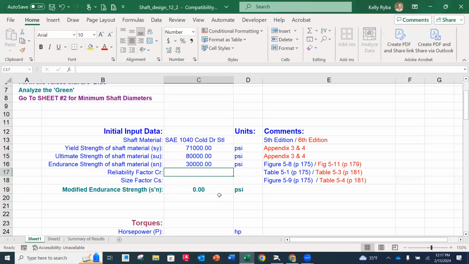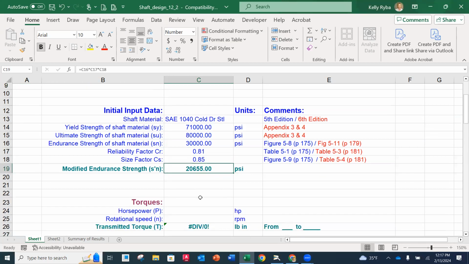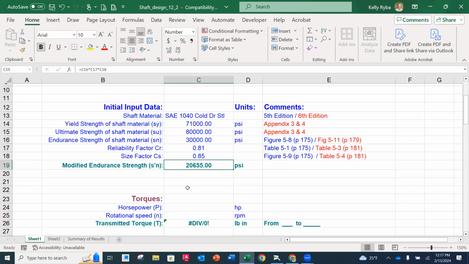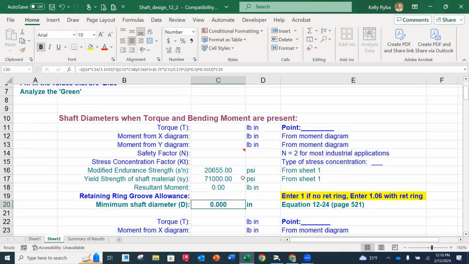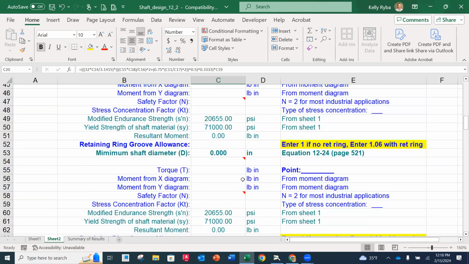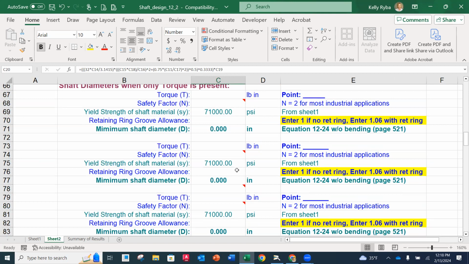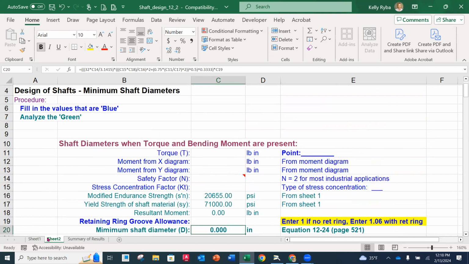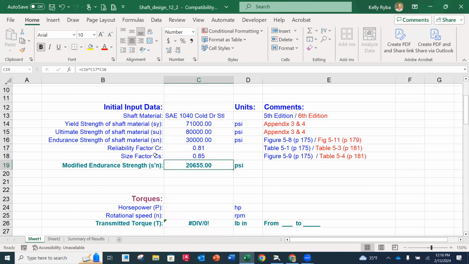We're going to put those two factors into our spreadsheet. So for the CR factor, 0.81, for the size factor, 0.85. And once we have those two in, it calculates for us the modified endurance strength. That modified endurance strength is going to be used, and also the yield strength on our sheet 2. You don't have to go there yet, but you're going to notice that these values are populated for us already in green. We don't have to fill those in. So that's what this feeds, if you would.